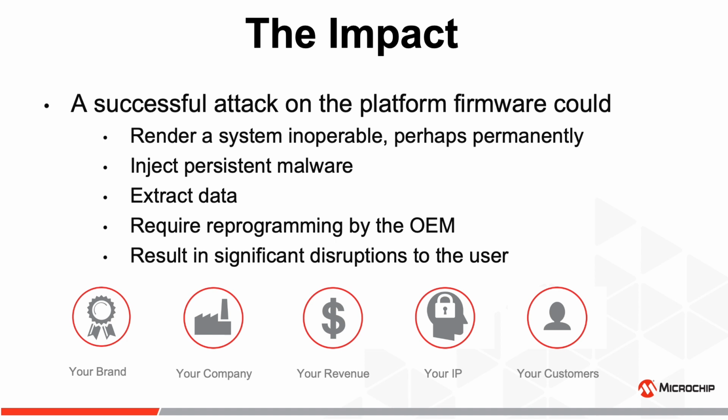As I mentioned earlier, one of the things that could happen during a successful corruption was to extract data. It could impact your IP. You could actually have competitors using this to get at your data to understand how to either incorporate it into their systems or use it as a way to compete against you. And your customers, we've already talked about the impacts to the users, but it will definitely have an impact on your users if they have to clean up anything, if they have to reprogram it, et cetera. So the impact of a platform firmware attack is very significant, not only to you and your company, but to your customers and their livelihoods.